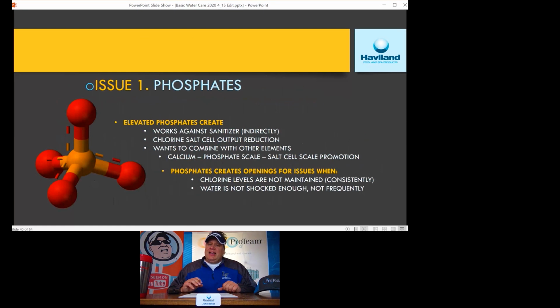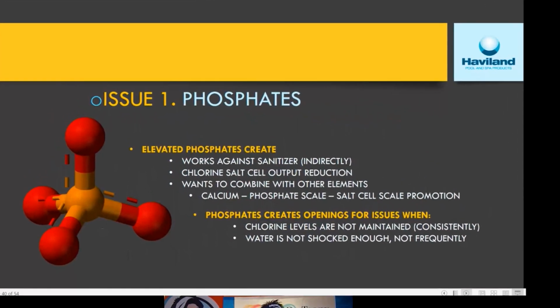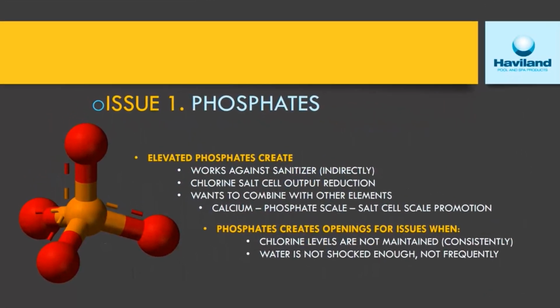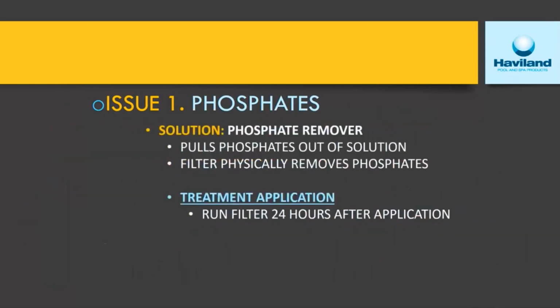So it's something that we need to make sure that we either reduce the amount or eliminate it. It's tough to eliminate it completely because it's always coming back. But again, if it's not there, algae doesn't have that real nice nutrient for it to reproduce. So what do we do? We add a phosphate remover to the water, okay?